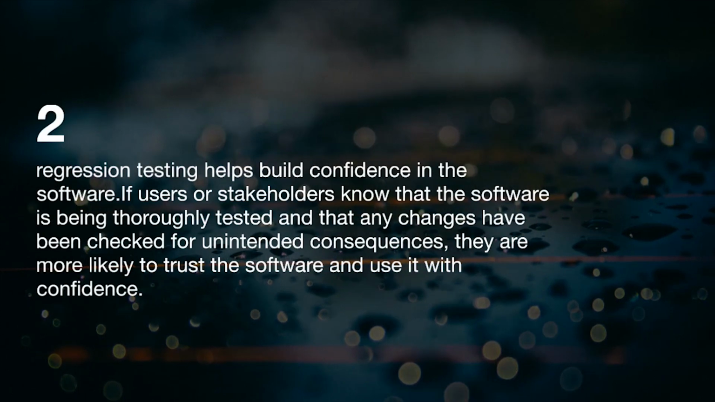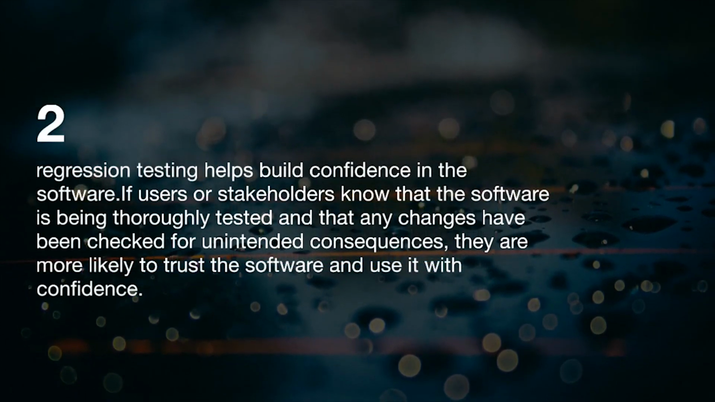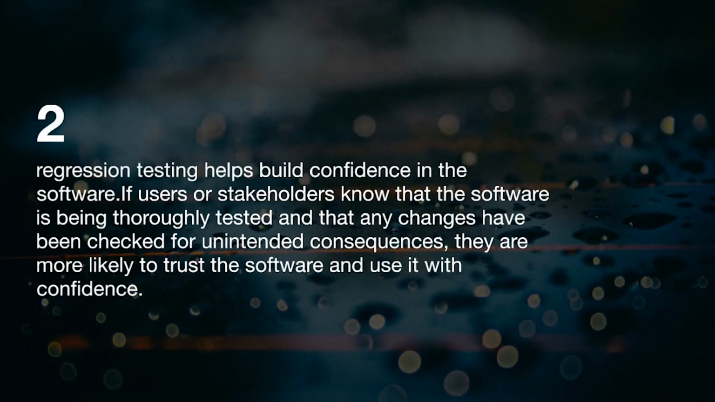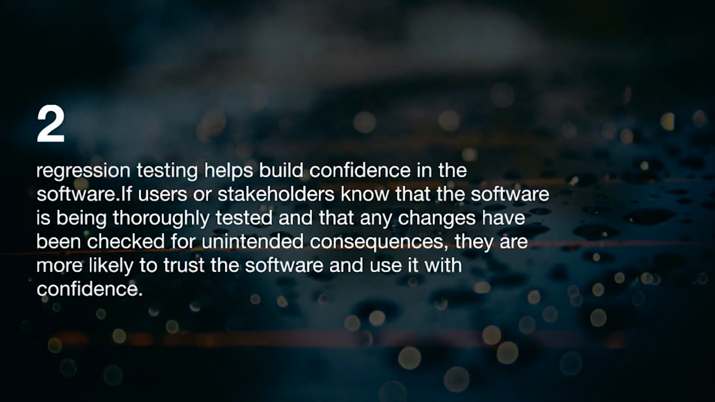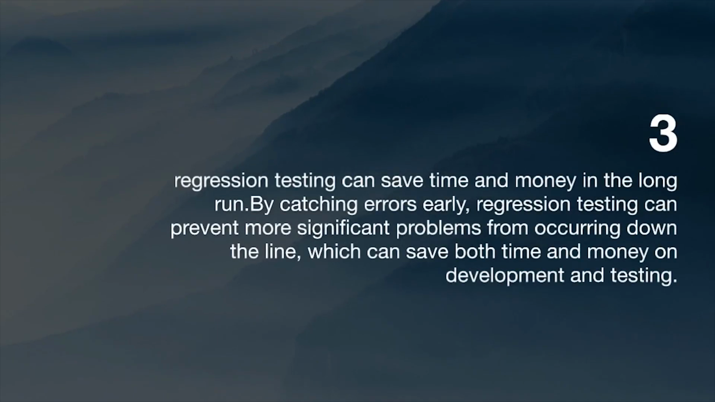If users or stakeholders know that the software is being thoroughly tested and that any changes have been checked for unintended consequences, they are more likely to trust the software and use it with confidence. 3. Regression testing can save time and money in the long run. By catching errors early, regression testing can prevent more significant problems from occurring down the line, which can save both time and money on development and testing.